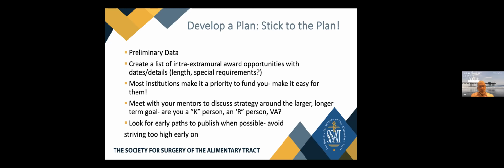And you want to look for early paths to publish your data when possible. You want to avoid striving too high. Your first paper doesn't have to be published in Nature or Cell. It's important that you get papers published. And so you don't want to hang on, say, well, when I get the next piece of data, I'm going to publish, because early publications are really academic currency, and they are important for review committees as they evaluate you as a candidate.